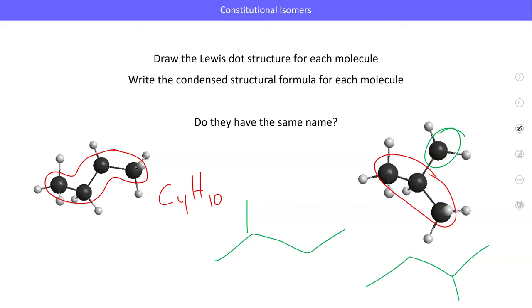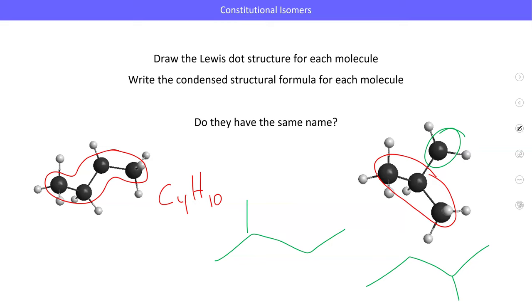We can't name these and get the same name. We get butane versus methylpropane. The fact that they have different names means they're different molecules, different compounds. We can also see differences in physical properties. These two molecules have slightly different boiling points. They have slightly different enthalpy of combustion. If you burn them, butane will give you about 4 extra kilojoules per mole in terms of the enthalpy of the reaction. So they're not the same molecule, even though they have the same formula, and we reflect that by having different names for them.